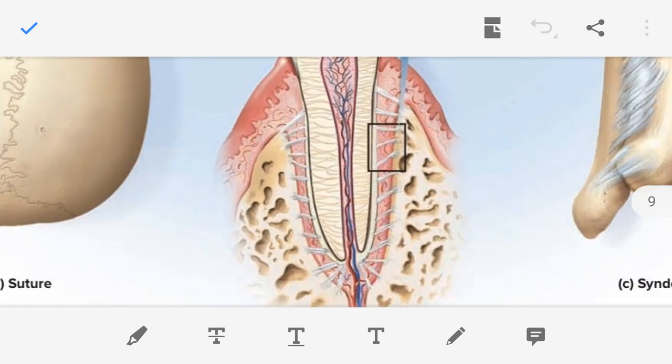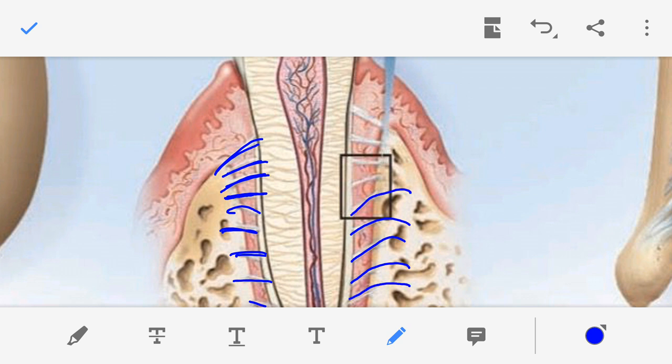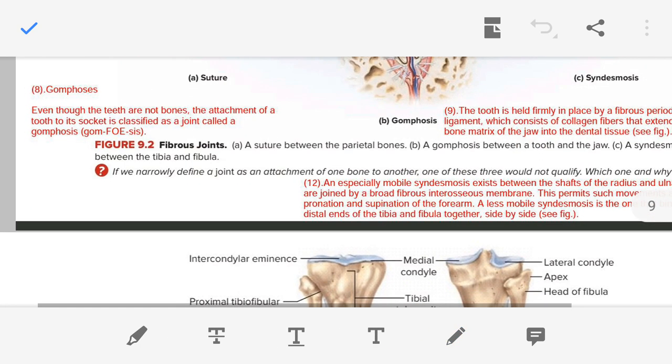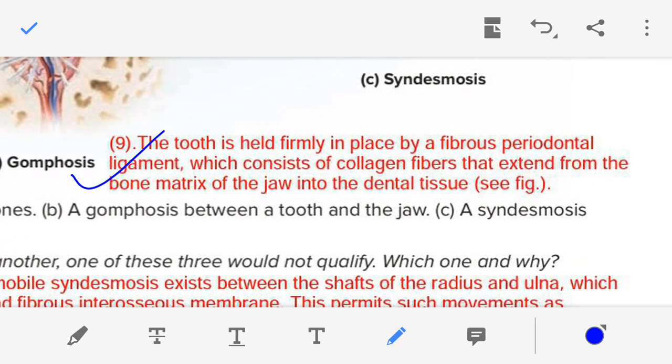So from the bone matrix they are originating, and they are entering our dental tissue, that means our teeth. From the bone matrix they are arising, and they are entering into our dental tissue. Periodontal ligament. So this is the 9th point.